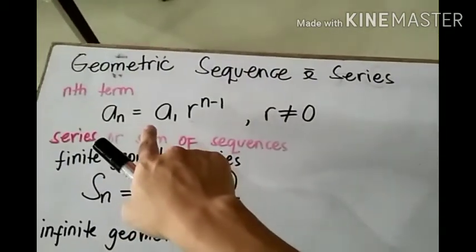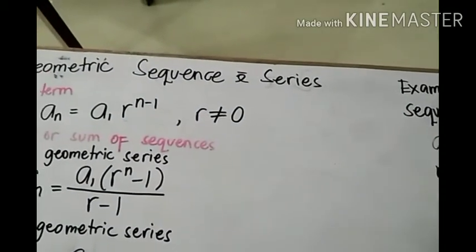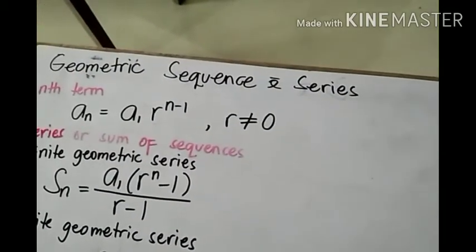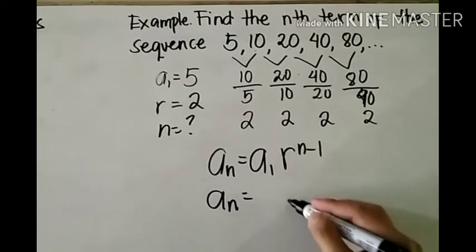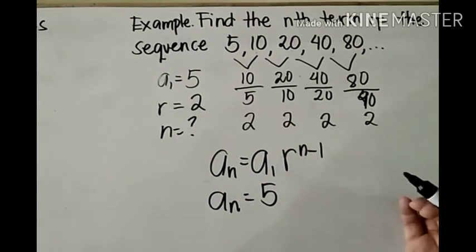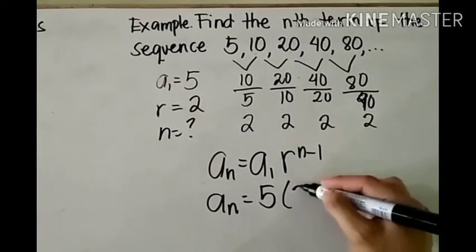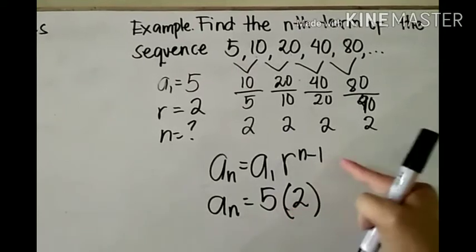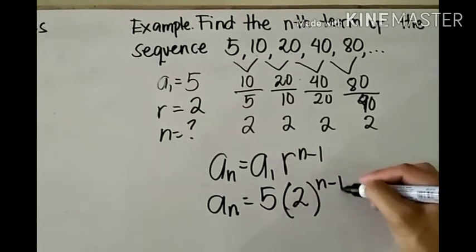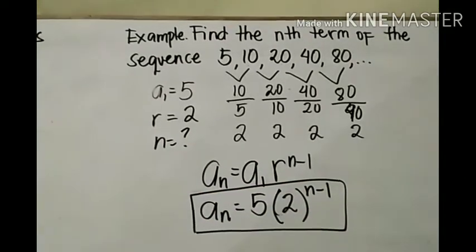Gagamitin natin tong formula na to. So, isa-substitute lang natin sa a sub n is equal to a sub 1 times r raised to n minus 1. Ano ang a sub n? Yung hinahanap. A sub 1, first number, that's 5. And then, ang ratio is 2. Tapos, yung exponent niya, n minus 1. So, ito na yung nth term.